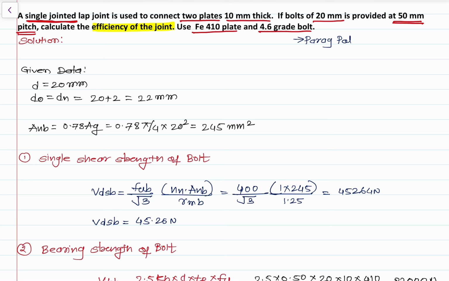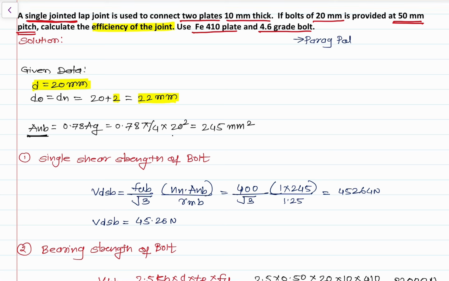So the given data is diameter is 20 mm. Whenever the diameter is 20 mm or whatever it is, just add 2 to get the d0 value, and you will get 22 mm as the diameter of hole. Perfect. Now if you want to calculate the area of the bolt, the total area of that particular bolt, you can use the formula Anb. So Anb will help you get the area of bolt by the formula 0.78 into Ag, which is 0.78 into pi by 4 into diameter square. So it becomes 245 mm square. Perfect. So 245 mm square is the value of area.